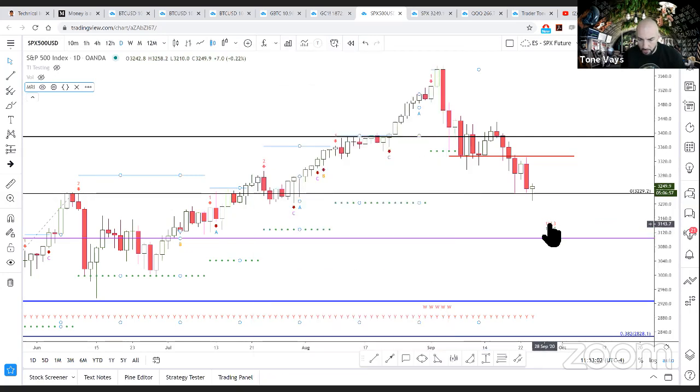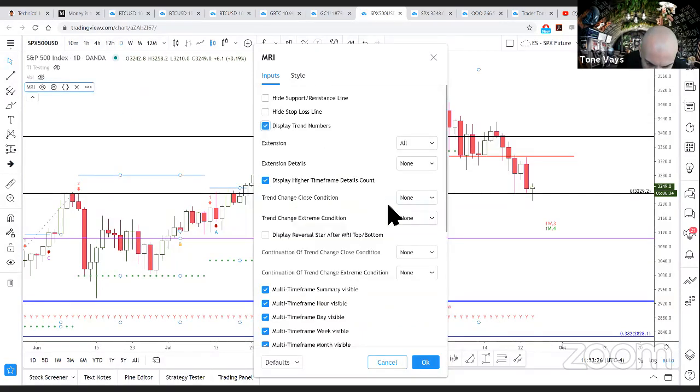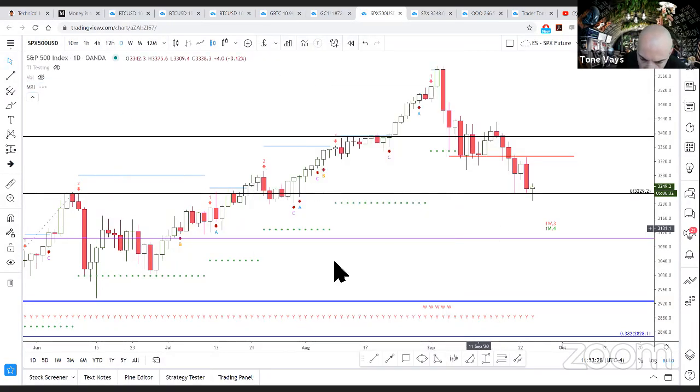And you will see it right here. So right now, this is the daily time frame. You can see that the weekly time frame is on a third candle of its MRI trend, and the monthly time frame is bullish on its fourth candle within the MRI trend. So you can pull them up individually. So these are the trend numbers. So you can see where the MRI trend ends.